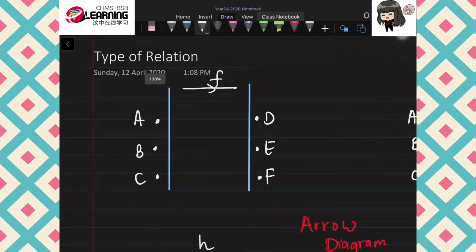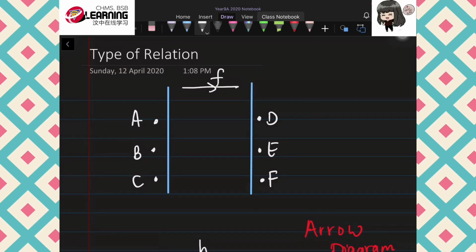Let's say the first type, we have object A, object B, object C, and we have image D, image E, image F. You know what object and image are already, right? So object A, let's say, is mapped onto image D. We have an arrow here. And object B maps onto image E, and object C maps onto image F.